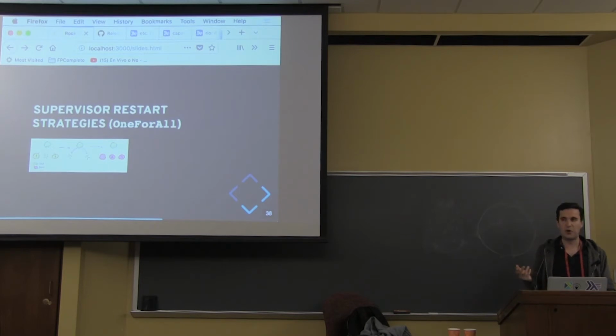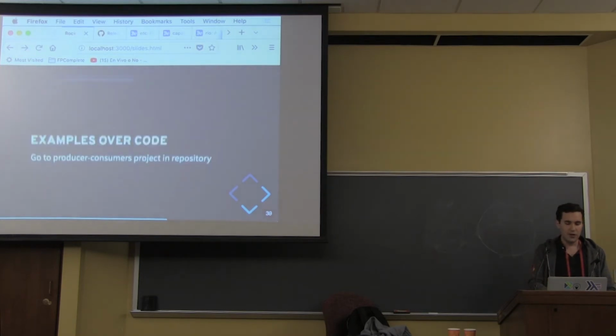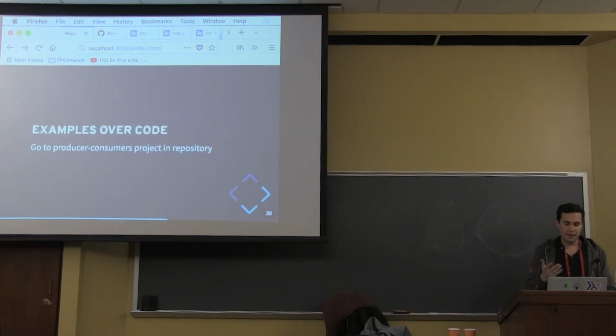And there's one more that is called one for rest, which keeps an order. So you have 1, 2, 3, 4. If 2 fails, then 3, 4, 5 are going to be restarted as well, but only if your predecessor fails. 1 is going to be intact. That's how one for rest works. It's not implemented in this library yet. And that's more or less supervision trees in a nutshell.